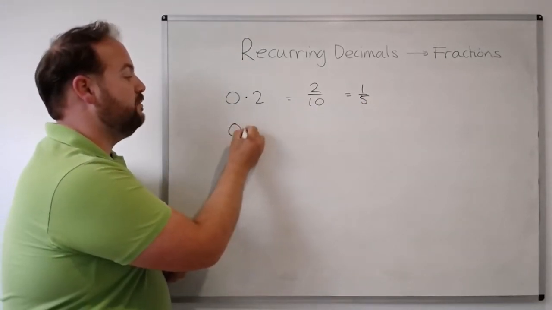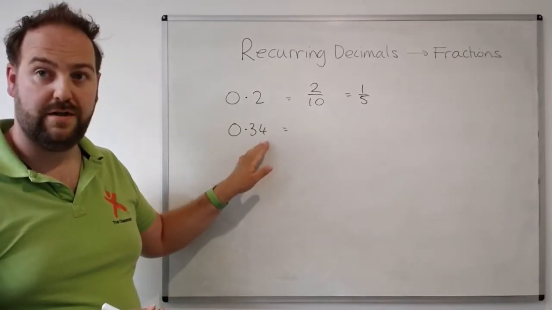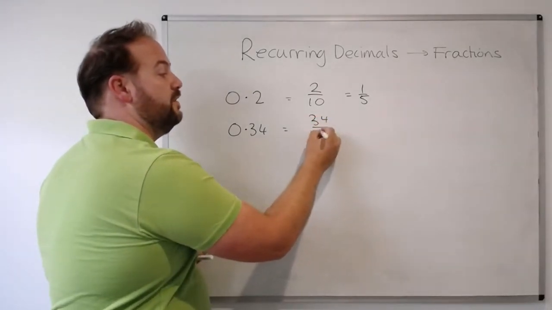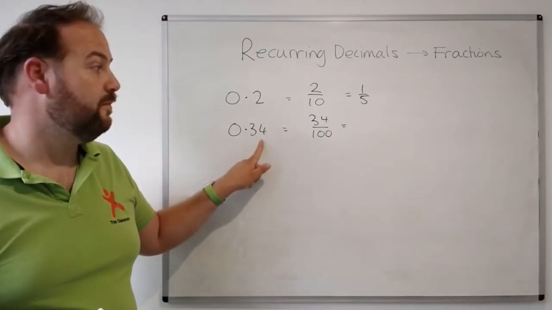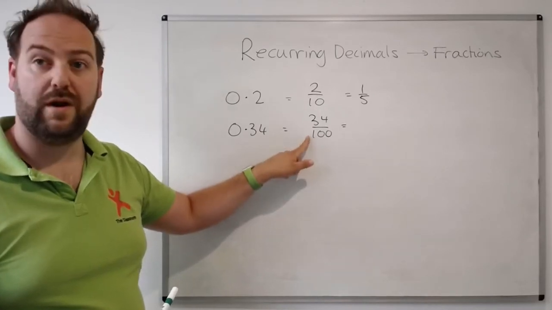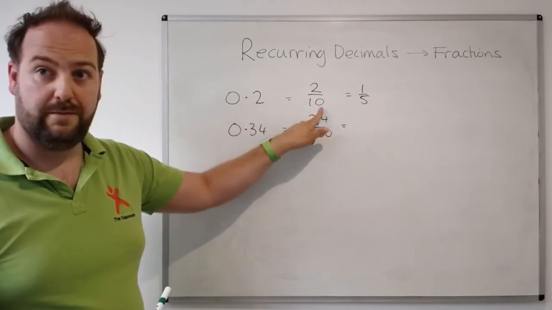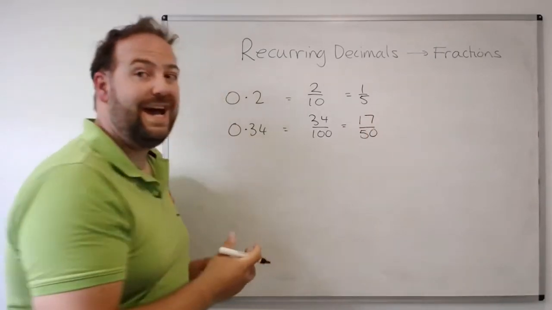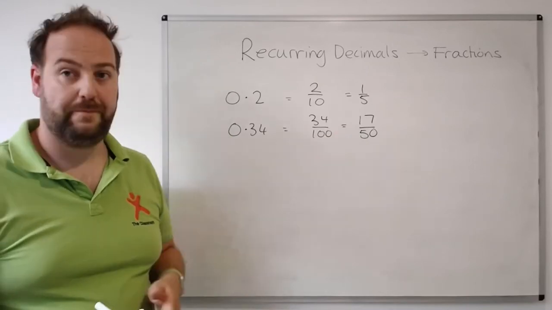Likewise, 0.34. Well, with 0.34, there are two numbers after the decimal point. The 4 is in the hundredths column. This is 34 hundredths. Again, two numbers after a decimal point also tells us there are going to be two zeros in the denominator. Therefore, we have 100. There was one number after the decimal point in 0.2, so there was 1 zero. This, of course, simplifies to be 17/50, as both the numerator and the denominator are divisible by 2.